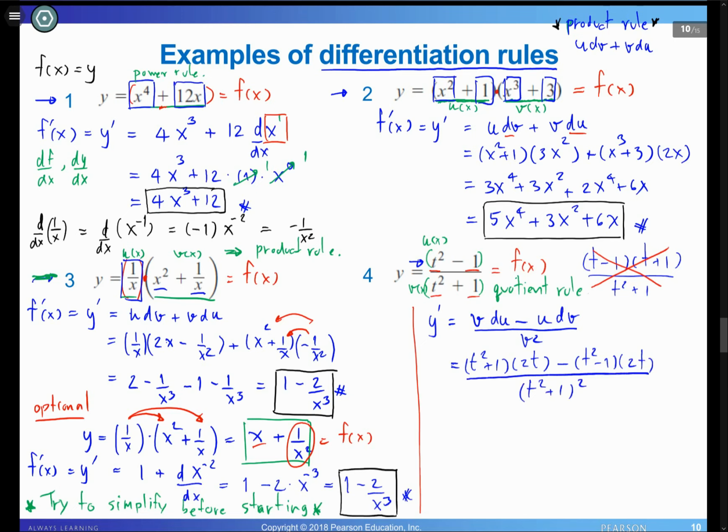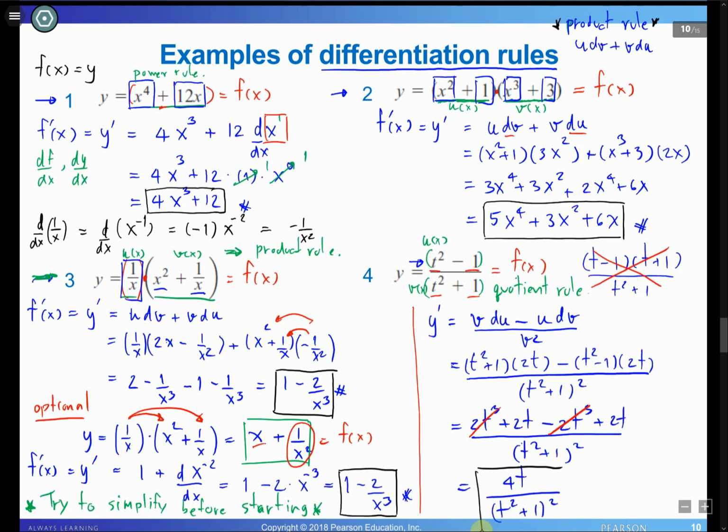Okay, now we have to work on these terms. Do not leave it like this. So 2t goes in, becomes 2t cubed plus 2t. Now minus 2t goes in, becomes 2t cubed plus 2t. And divide this by the same term, t squared plus 1 squared. And we get some cancellation here, 2t cubed minus 2t cubed. So what we have right here is equal to 4t for the numerator divided by t squared plus 1 squared. And that is the answer for this example number 4: 4t divided by t squared plus 1 squared.